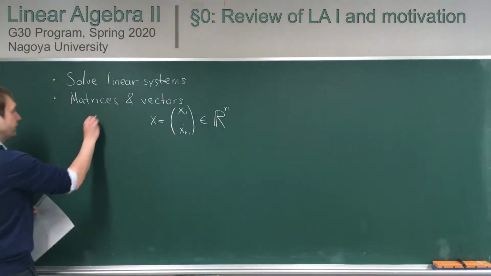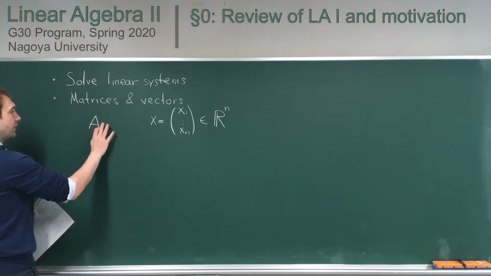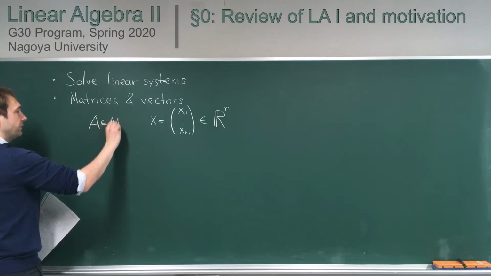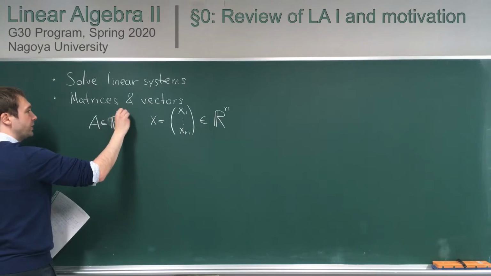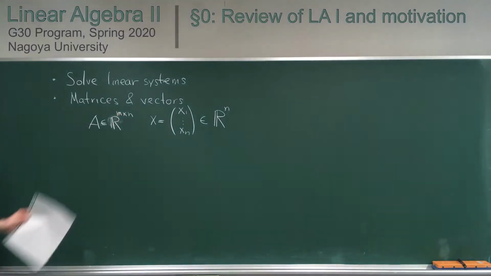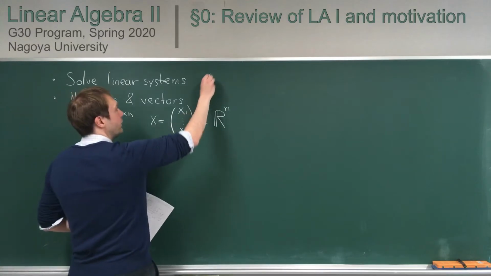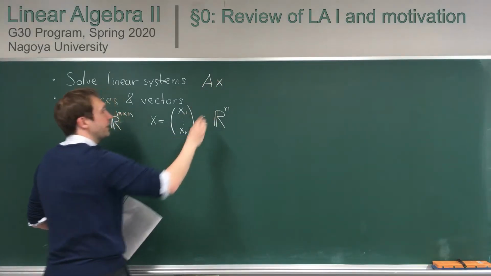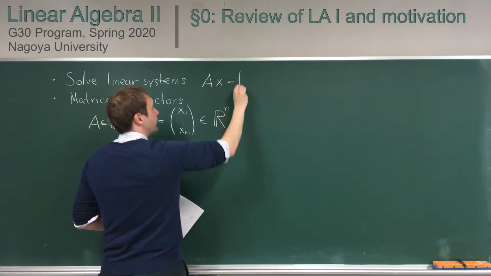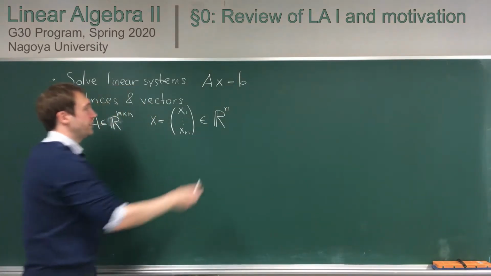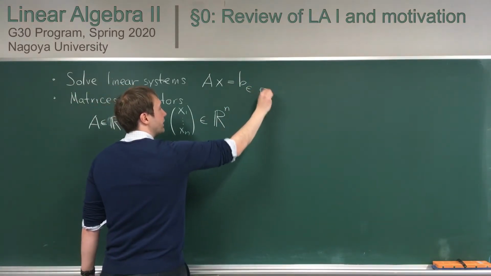And a matrix was just a table. So if A is an m by n matrix, we denoted the space by this. And then a linear system was solving something like this, that A times a vector x equals some vector b, and this b in this case is in Rn.